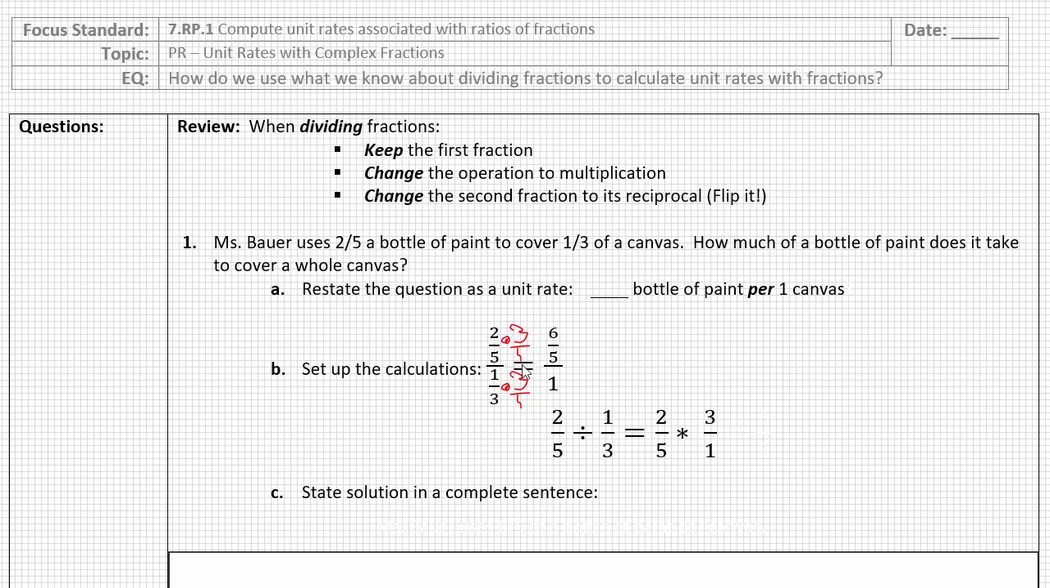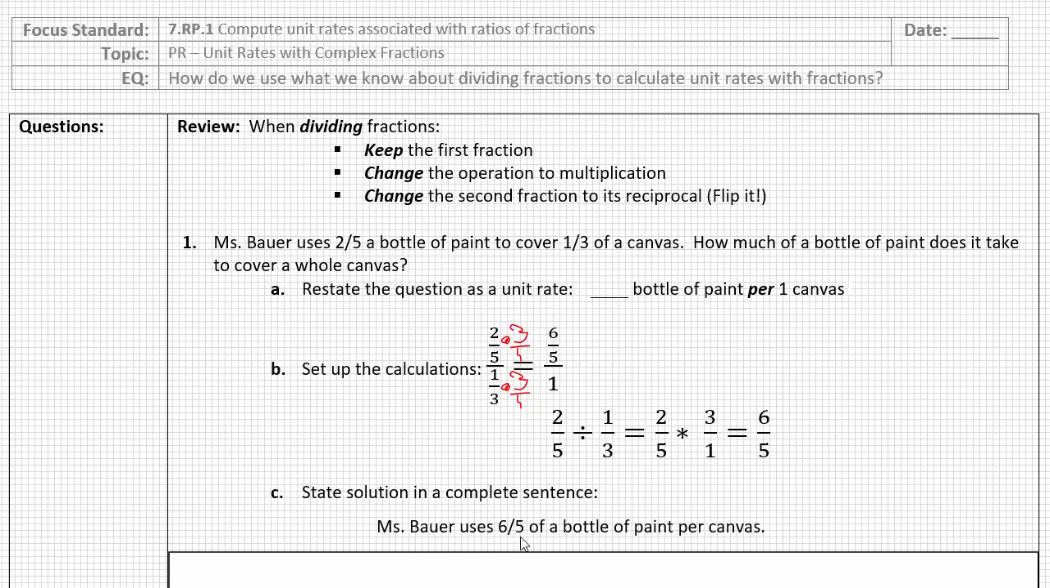We took 2/5 and multiplied it by the reciprocal of the bottom fraction. And if we multiply straight across, we're going to get the same answer, because 2 times 3 is 6 and 5 times 1 is 5. So we get to the same answer. Sometimes it's easy to see what we need to multiply by to get a unit of 1. But when it's not easy to see, this method will be really helpful. And finally, we want to state our solution in a complete sentence. So we could say that Ms.